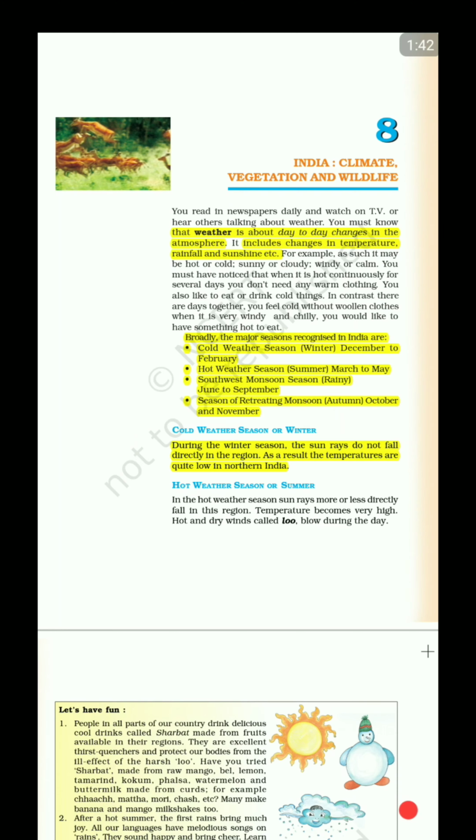There are three important terms: weather, season, and climate. Climate is the average of weather over a large period of time, 10 years, 30 years. Next we move to seasons. In India there are four kinds of seasons, not to be confused. There is no spring season in India, very important.